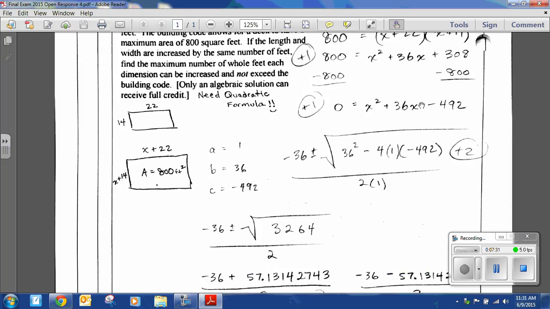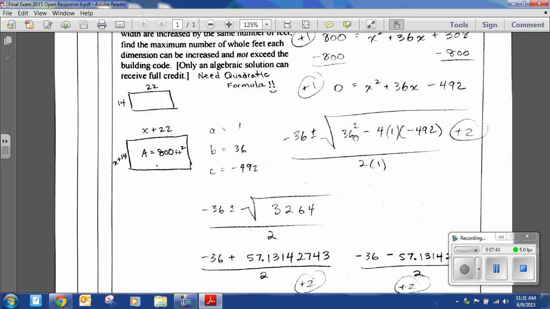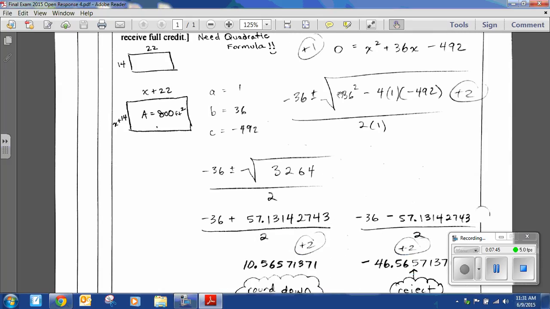We can't factor this. We could solve this using the completing the square method, but I prefer to use the quadratic formula. So we identify a, b, and c. a is 1, b is 36, c is negative 492. And we plug them into the quadratic formula. Now, if you plug in all the coefficients into the quadratic formula correctly, you get a couple points.